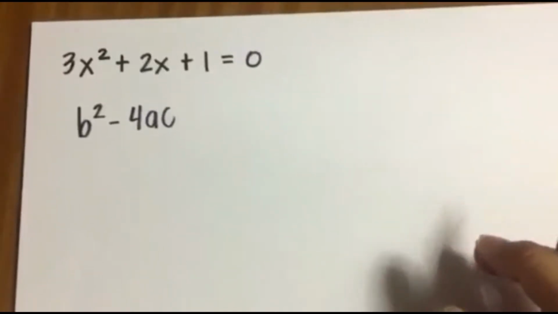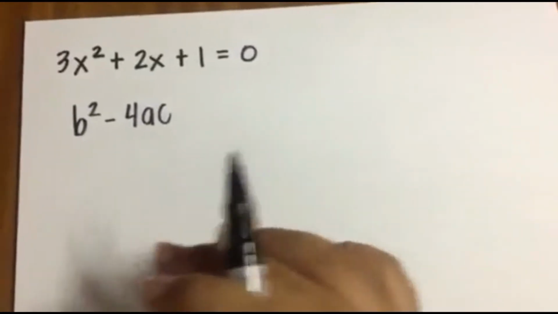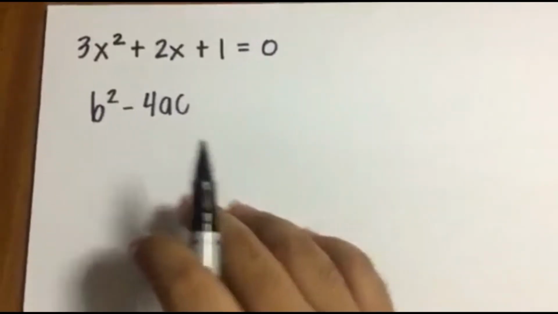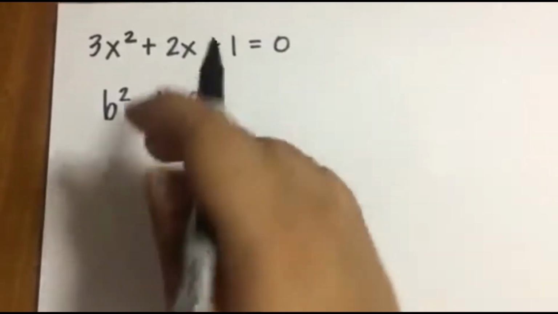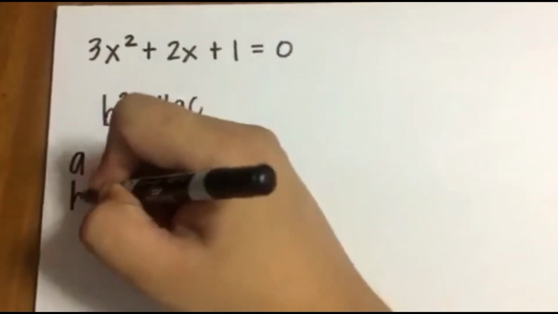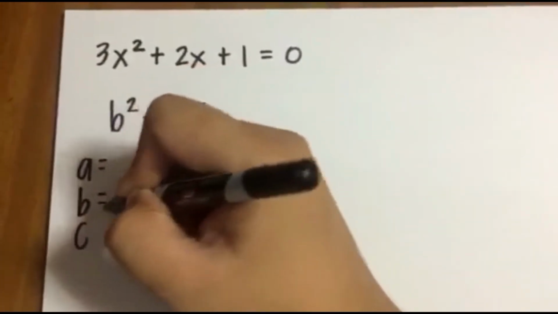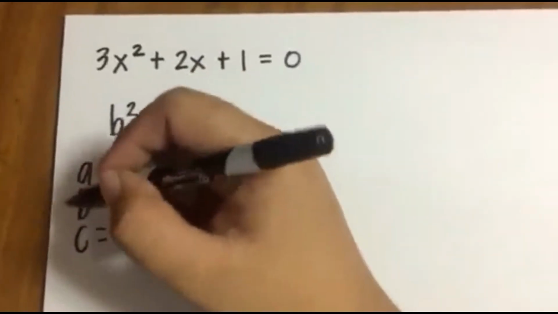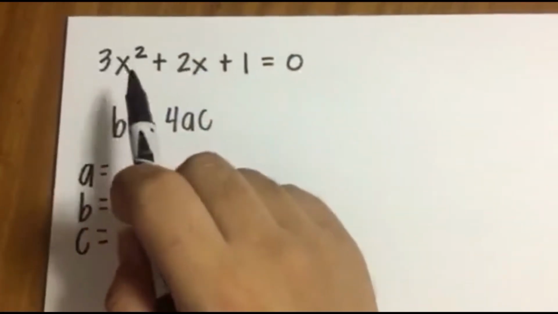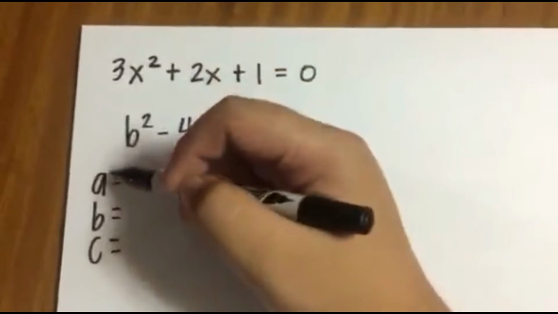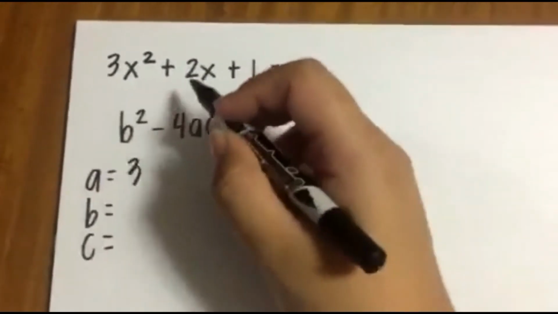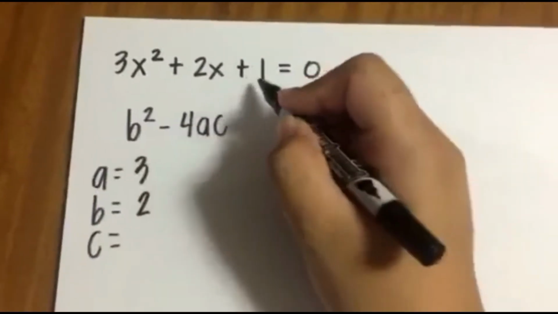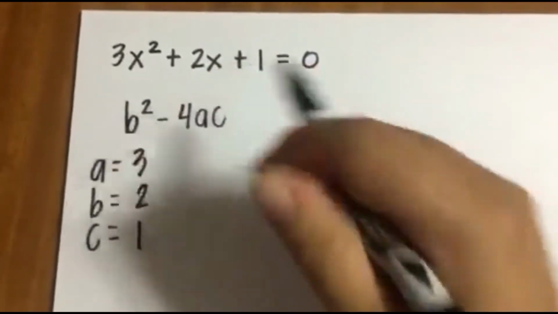First, we need to solve for the discriminant in order to identify the nature of the root. So, b squared minus 4ac is our discriminant. So, a, b, c are basically the numerical coefficients in our equation. For a, it's the first term, so that would be 3. B would be the second, so it would be 2. And c is the third, which is 1.